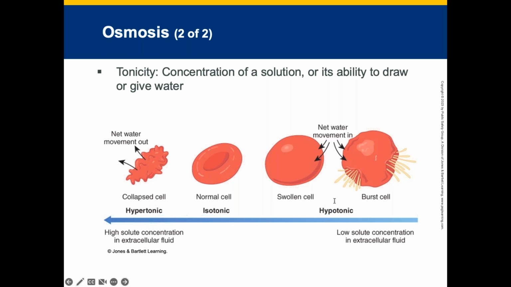For crenation, if too much water moves out of the cell, it shrinks abnormally. Lysis: if too much water enters the cell, it will swell and burst.